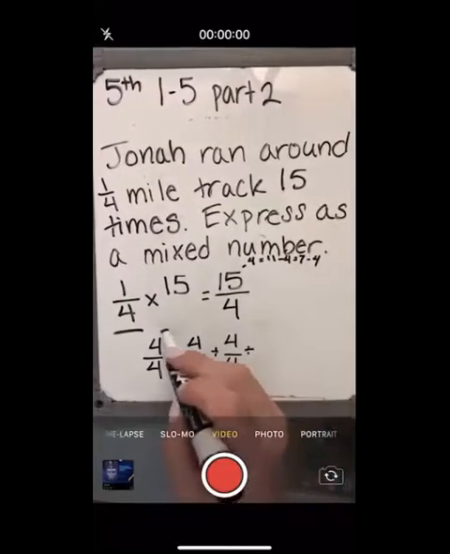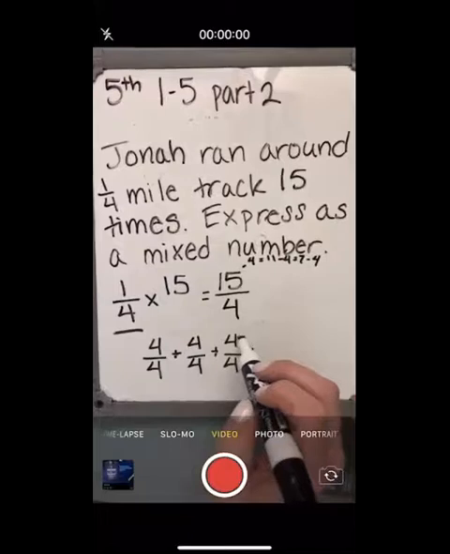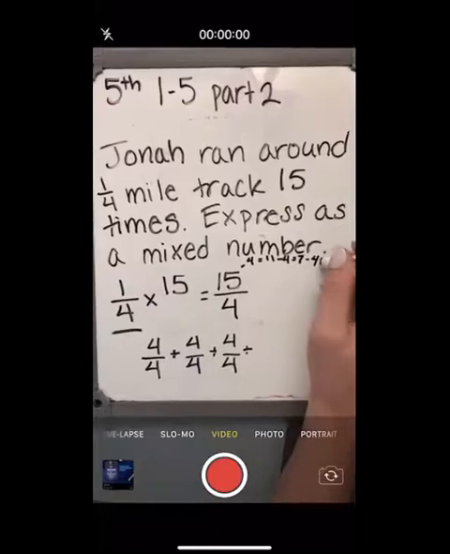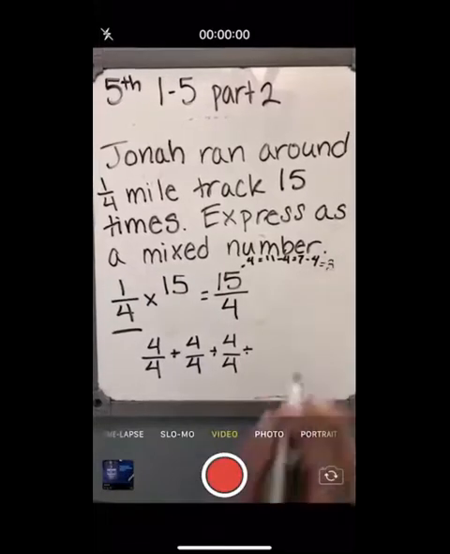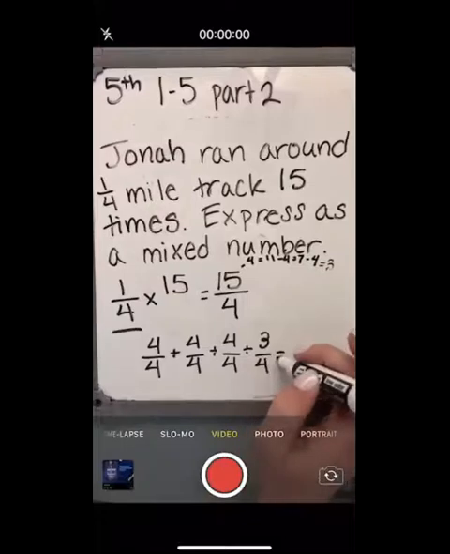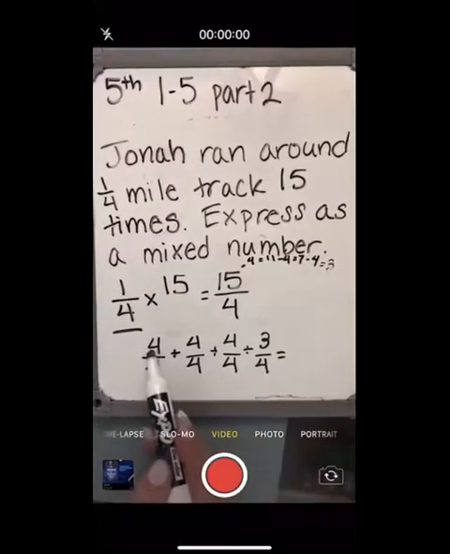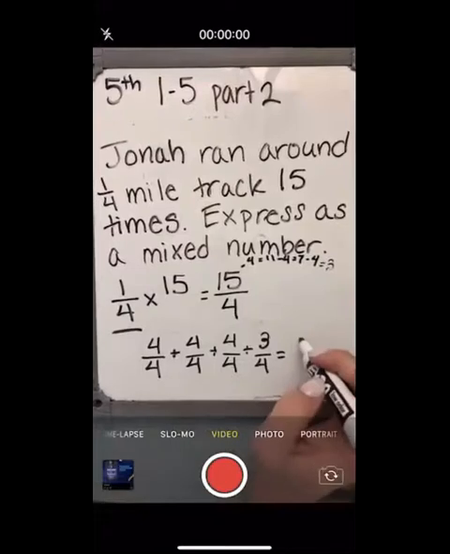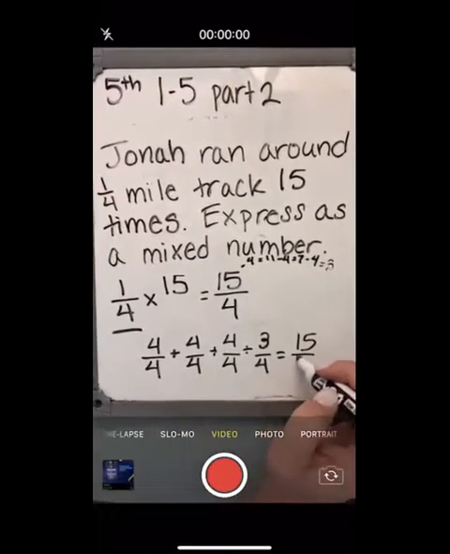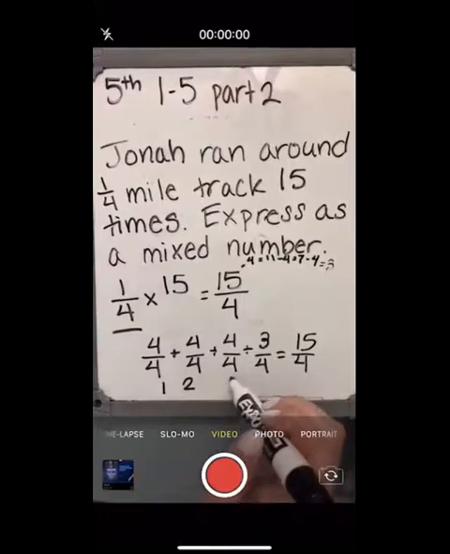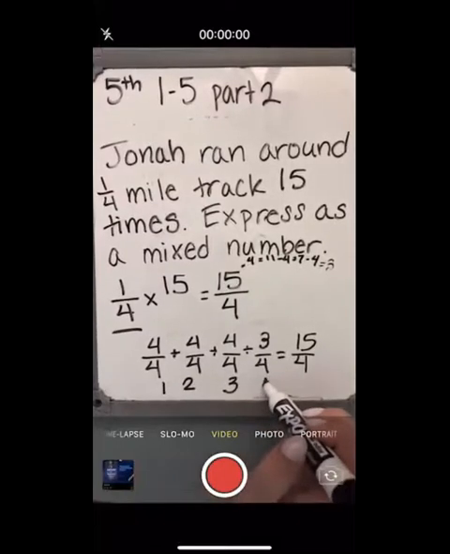We have 1, 2, 3, 4, 5, 6, 7, 8, 9, 10, 11, 12. But you see, I can't get another whole in here. I only have 3 left. So then that just becomes my remaining 3/4. So if I want to double check, 4 times 3 is 12. Add 3 more, I'm at 15/4. So that works, good. So I have 1, 2, 3 wholes and 3/4 remaining.